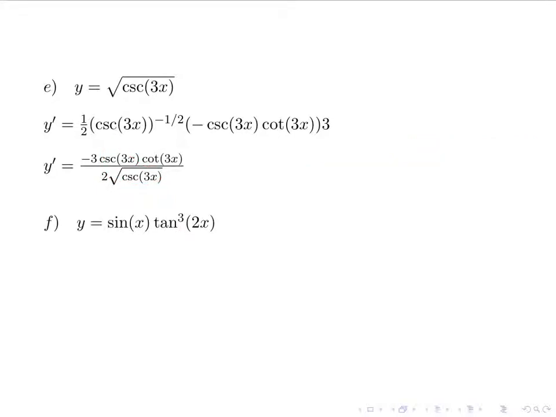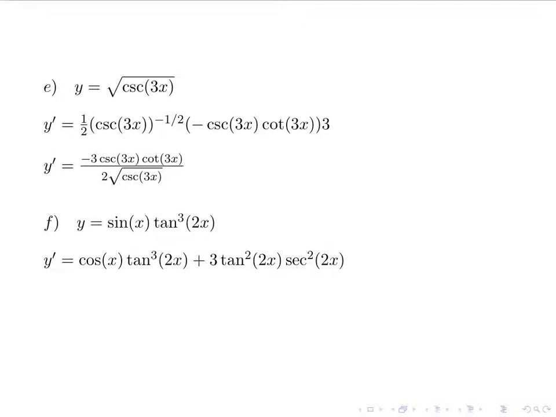But now we're going to look at our last example, which again is the product rule. Sine of x times tangent cubed of 2x. I'm going to start with u prime v. So u prime, the derivative of sine, is cosine, and then v is tangent cubed of 2x. And then I'm going to start the v prime. So I'm going to start by looking at my function that's being cubed. So it becomes 3 times that function squared.